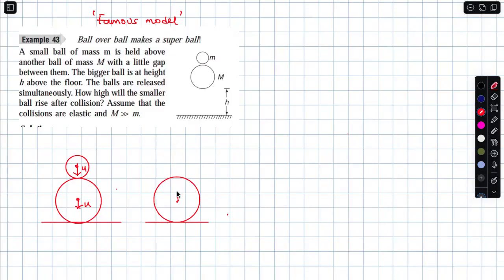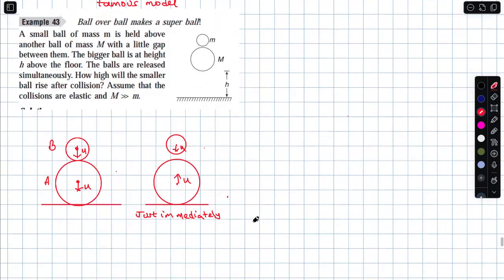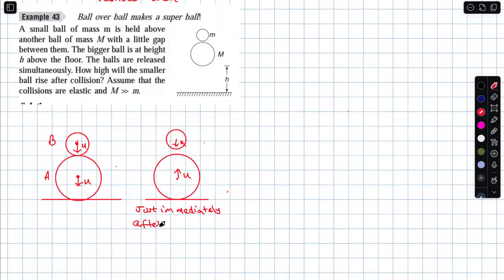See, immediately after bouncing back, because this collision is elastic, this is the situation. So we will call this A, we will call this B. Just immediately after A colliding flow. Right. Now try to please understand what is happening.